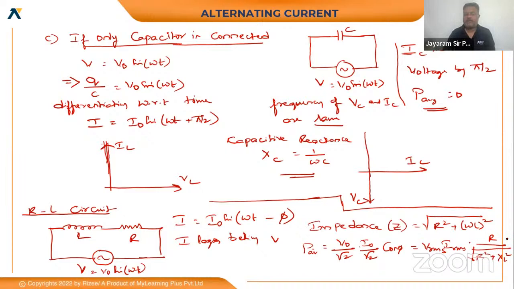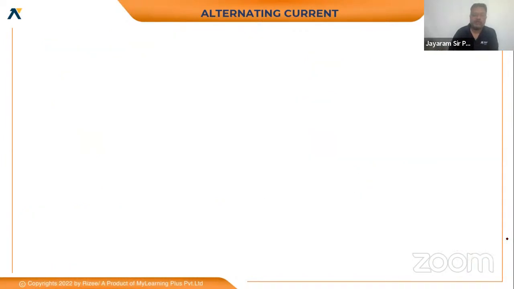Okay, and the phase difference for the LR circuit, that is the formula for tan phi. So the tan phi can be written as omega L by R. How did you get this?